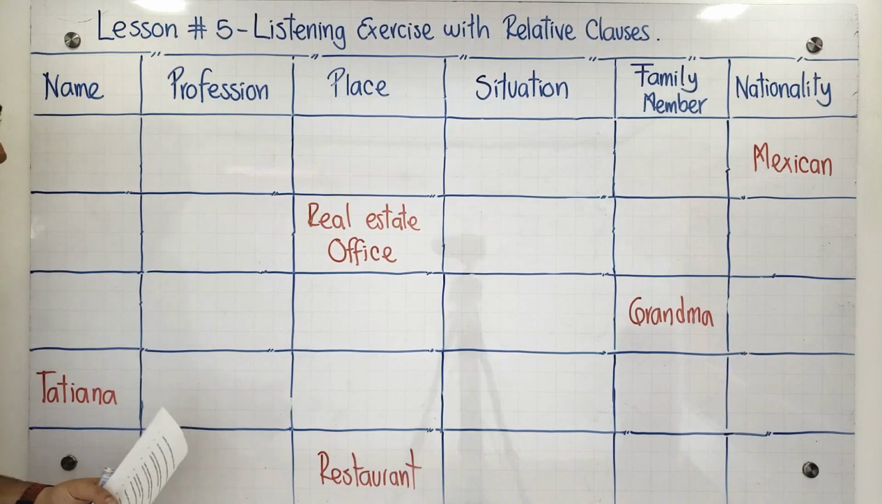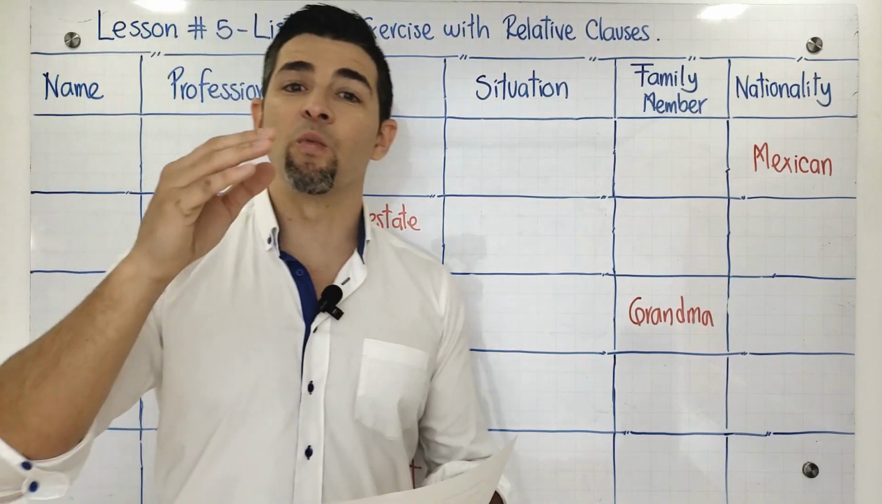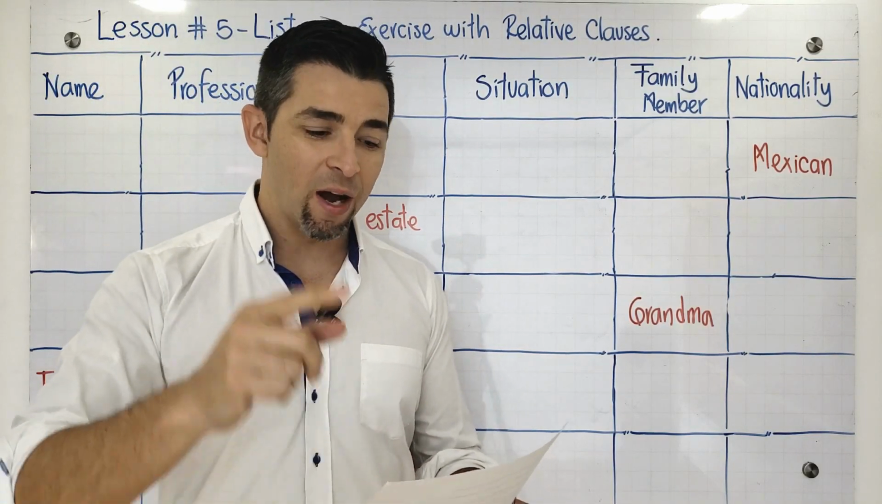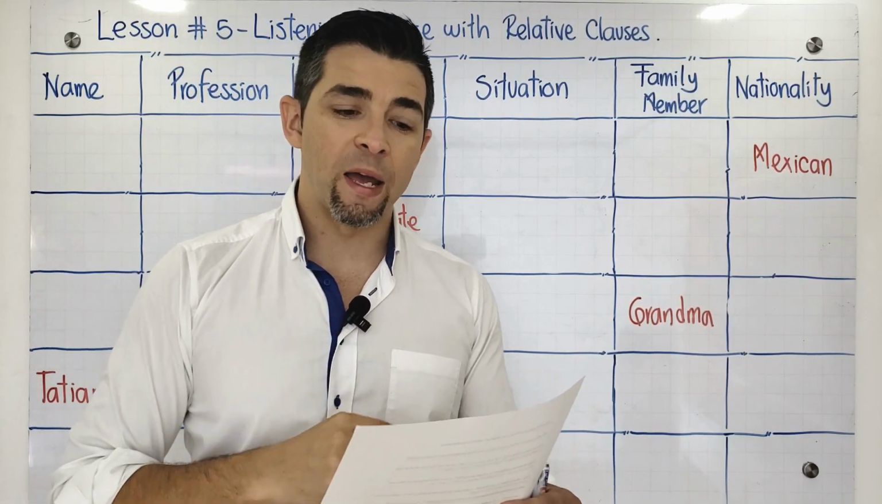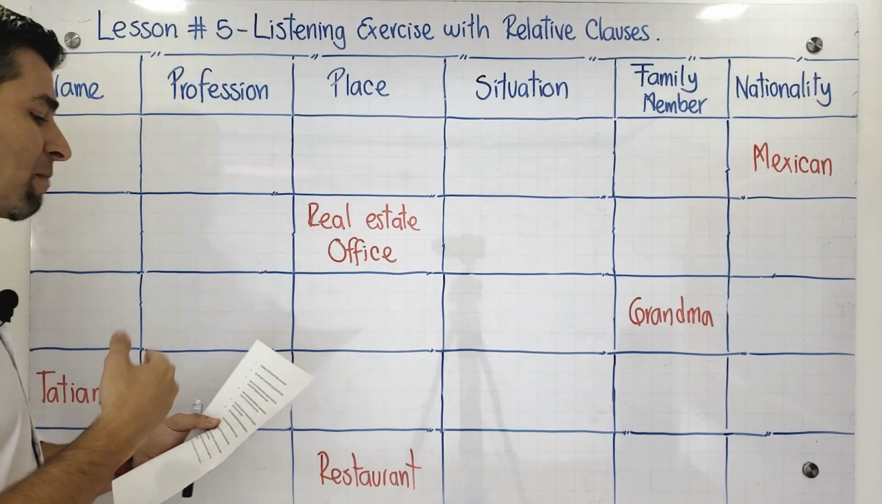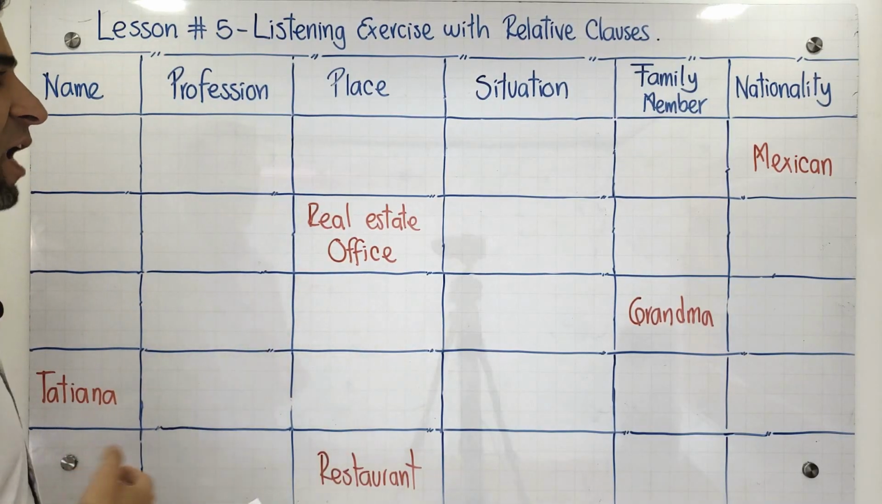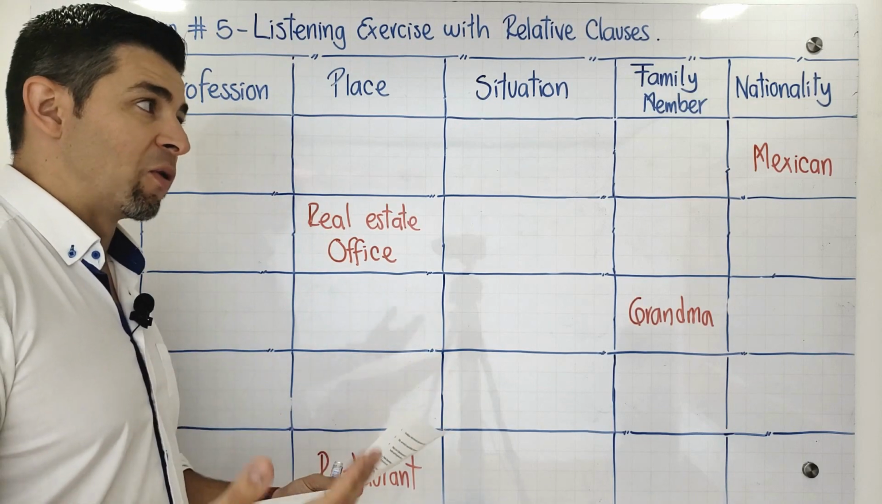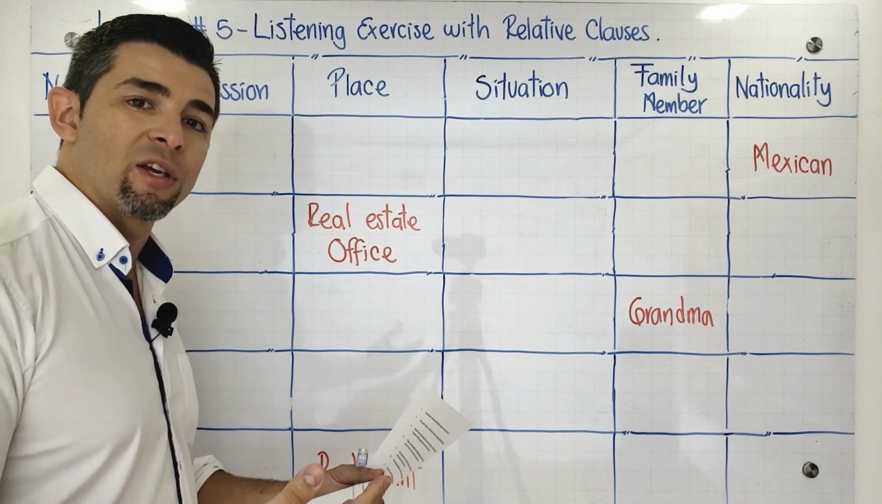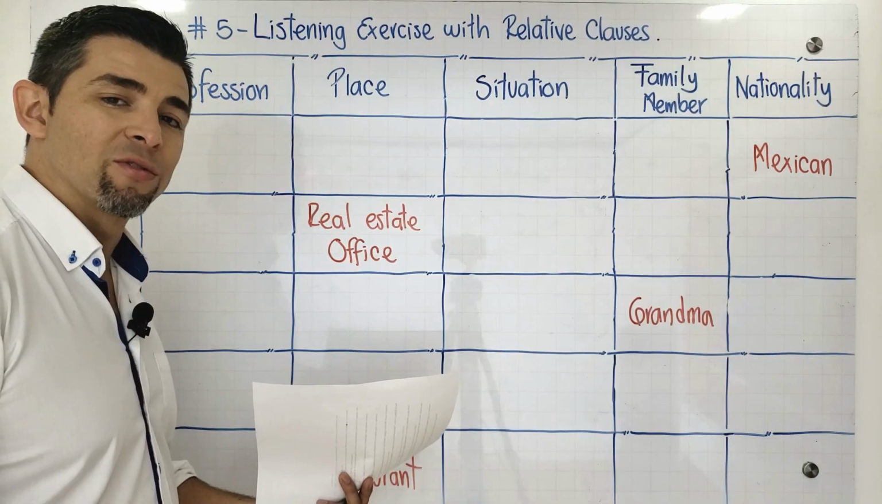Okay? So, guys, get everything you need because we're going to start. Are you ready? So, let's start with number 1. Guadalupe, whose nationality is Mexican, works as a professor. I'm going to read it again. Guadalupe, whose nationality is Mexican, works as a professor.